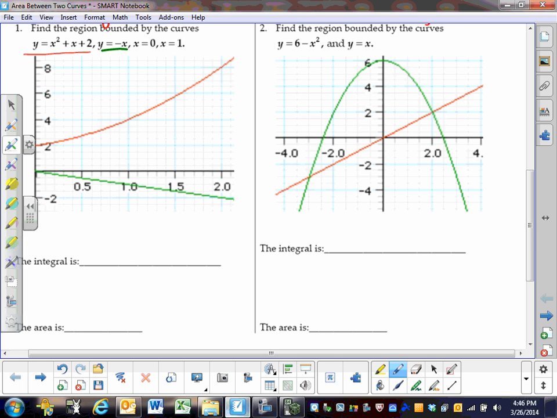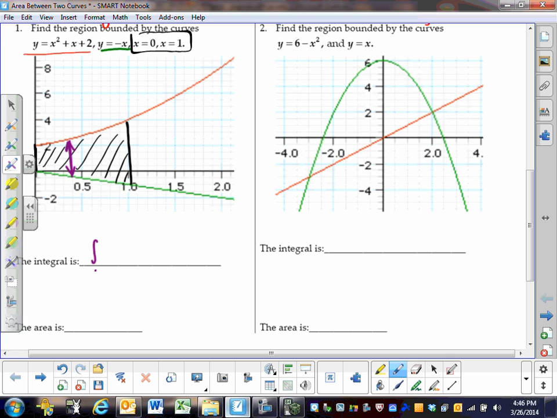The green function is y equals negative x. We are starting at x is 0 and stopping at x is 1. So that's the boundary for the area of our shape. Now the height of our shape is still going to be determined by the difference between those curves.